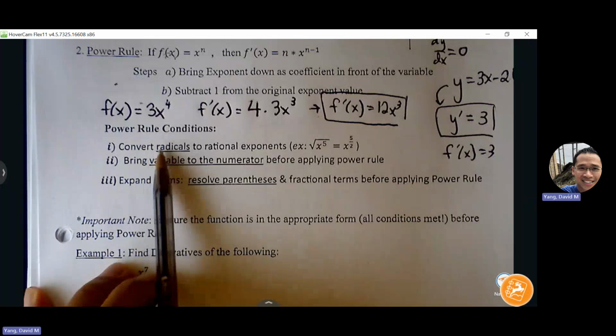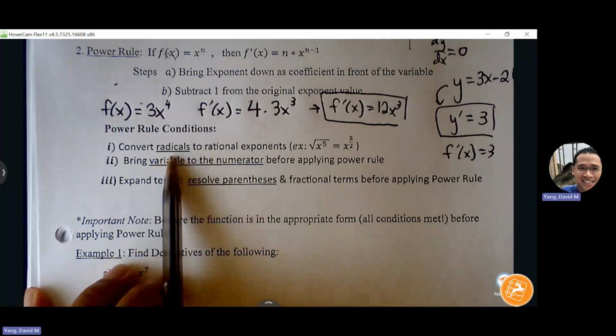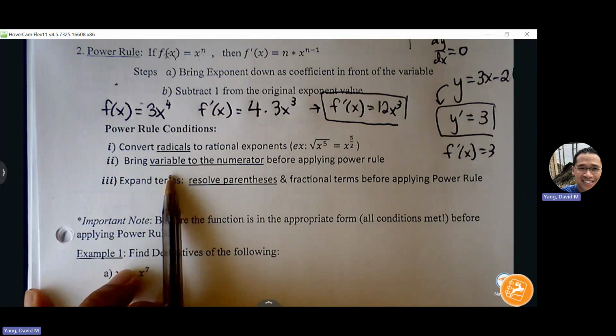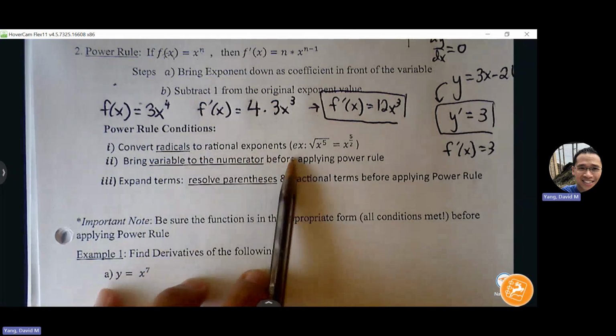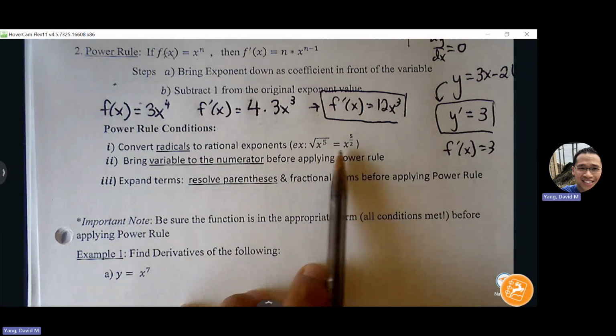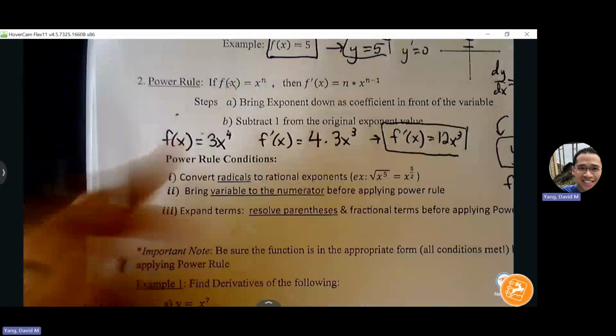So here are three main things that we want to make sure that we have in place before we do power rule. Make sure that your radicals are converted to rational exponents. So for example, square root of x to the fifth needs to be written as x to the 5/2. Okay, let me just go through some more examples of this.